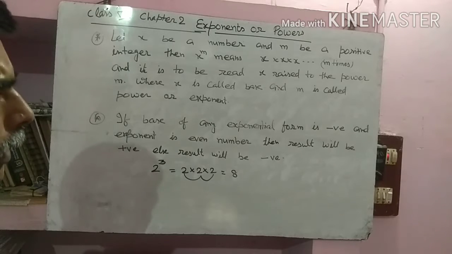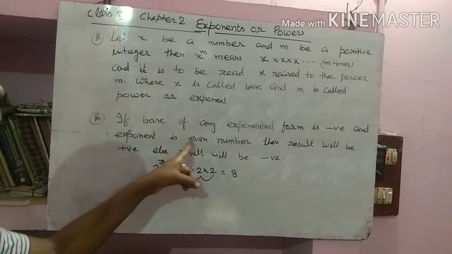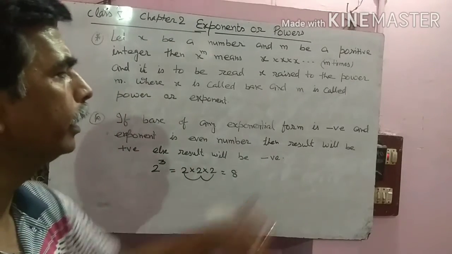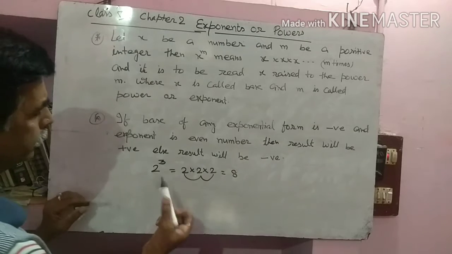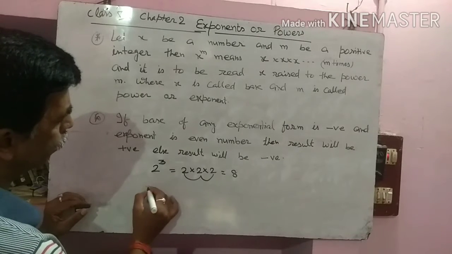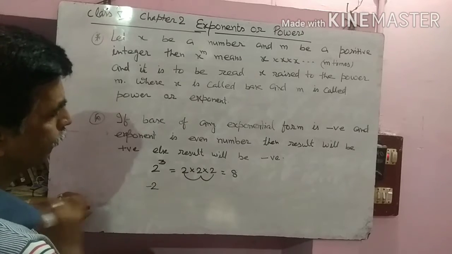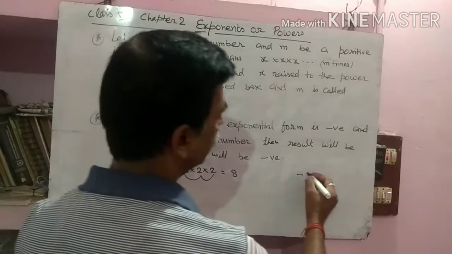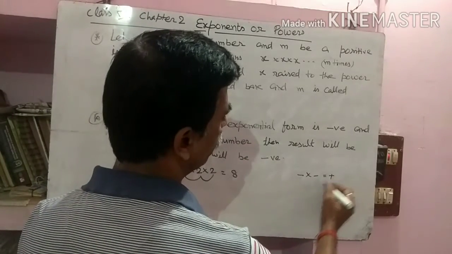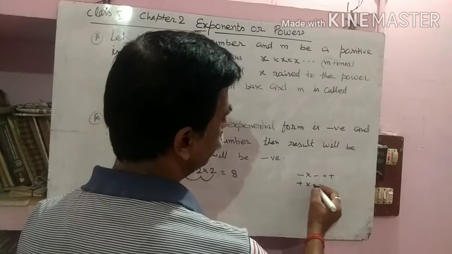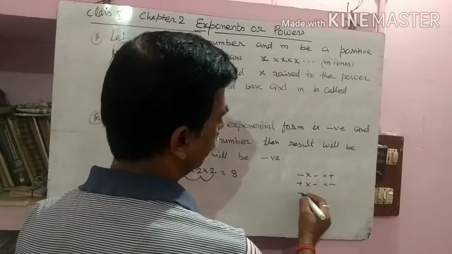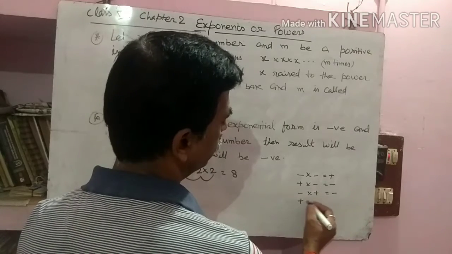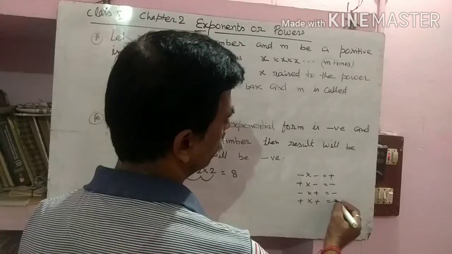The next term is: if the base of any exponential form is negative and the exponent is an even number, then the result will be positive, else the result will be negative. Suppose a number is given like this, same, in place of 2, the base is negative and the power is even. As you know, minus into minus becomes plus, plus into minus becomes minus, minus into plus is equal to minus, and plus into plus is equal to plus.